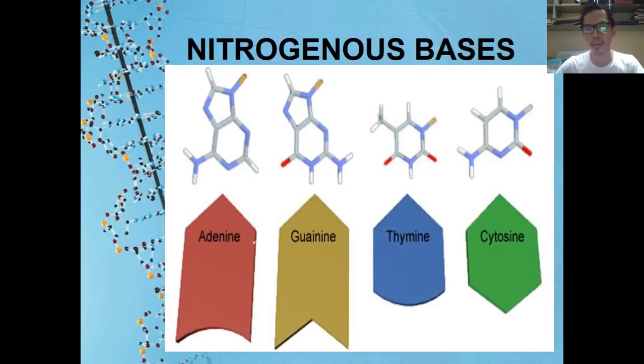Next one is the one that makes up all the letters in your DNA, the ATCG. A stands for adenine, G stands for guanine, G-U-A-N-I-N-E. Next is thymine, which is T, and cytosine is letter C. These are the nitrogenous bases, and as you can see here, these are pyrimidine and purine bases. Nitrogenous bases are one of the most important parts of your DNA.